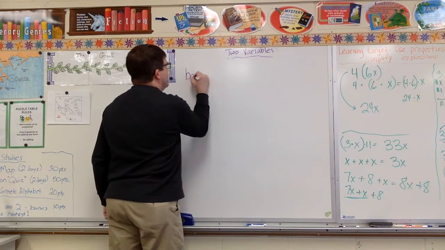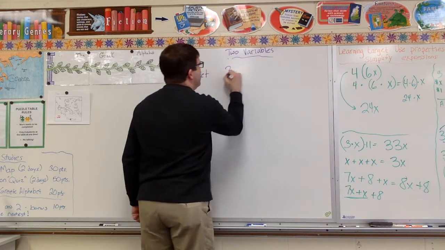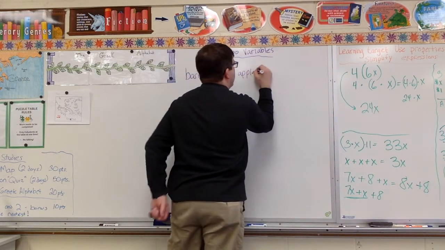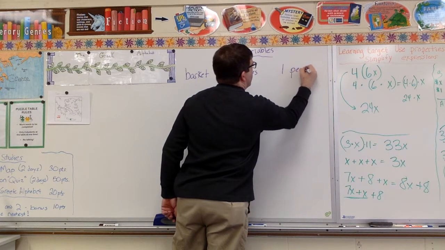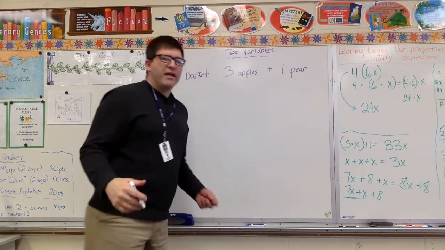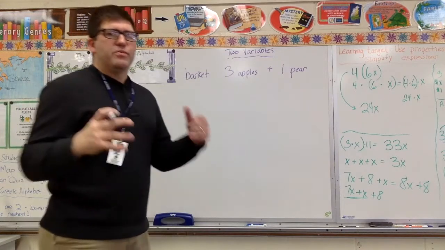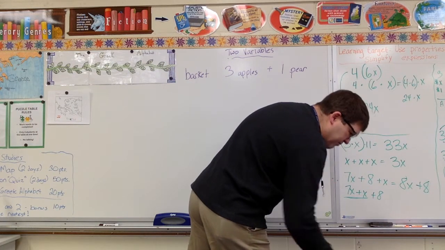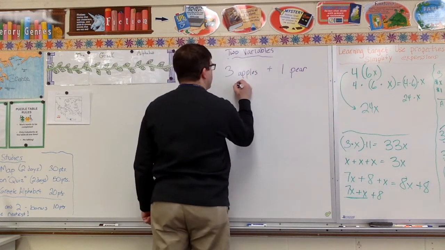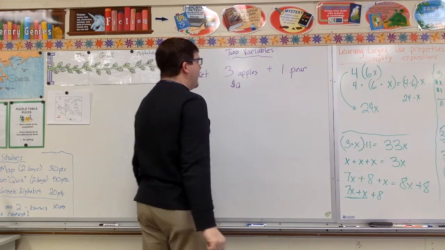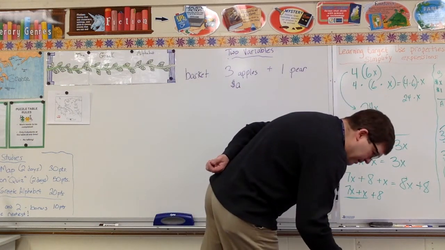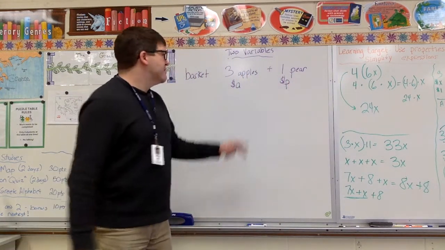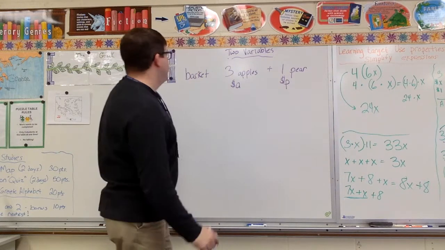So basket has, it tells me this, it has 3 apples and 1 pear. So if I buy a fruit basket, it's going to have 3 apples, 1 pear. Sounds good. Okay, then A represents the cost of the apple. So each apple cost $A, and for the pears, each pear cost P dollars. So my variable is A and my variable is P here.